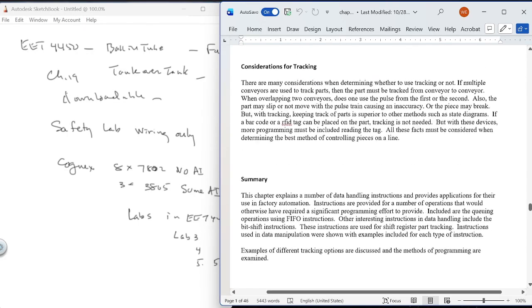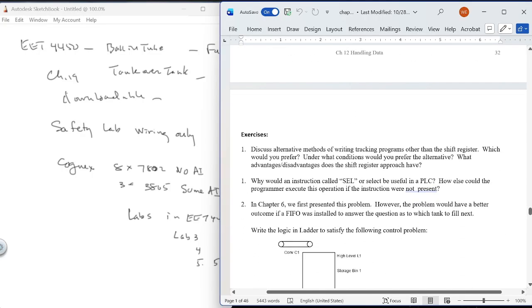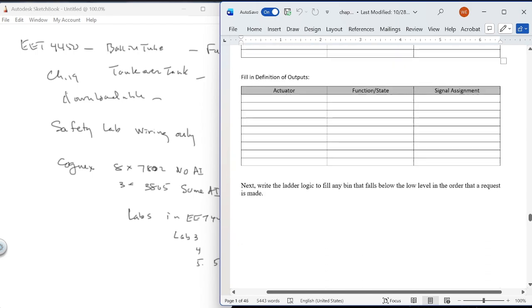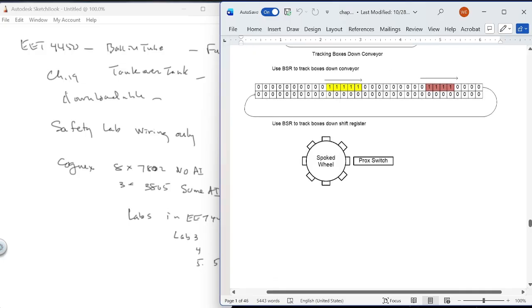But I want you to know that state diagrams are not the preferred way to go when you're tracking down a line. Why? Because once you get off, you're off until something gets you going again, correct? State diagrams are not the best way of tracking product on a line. So that gets you through chapter 12. Very quickly, done, not a big deal.